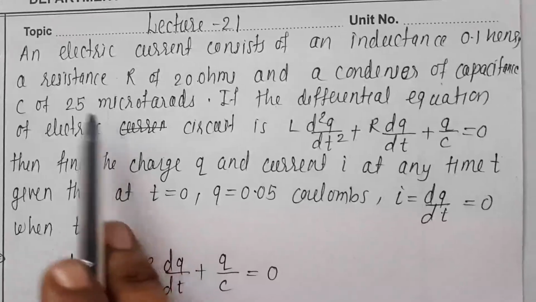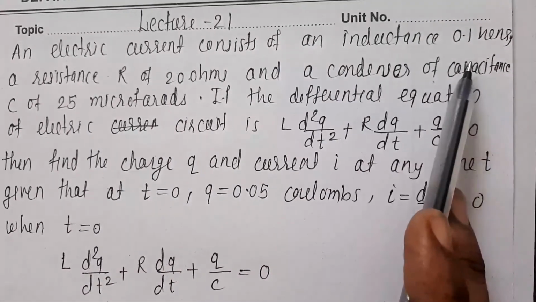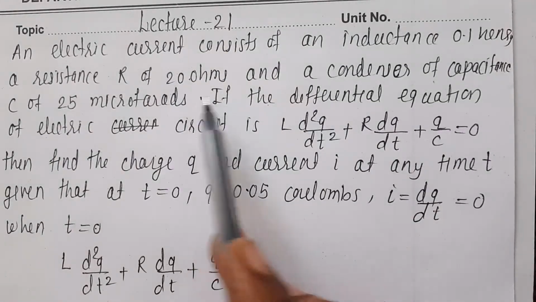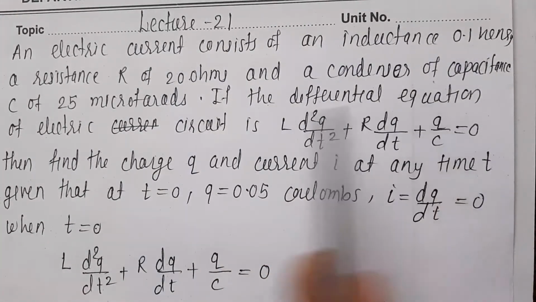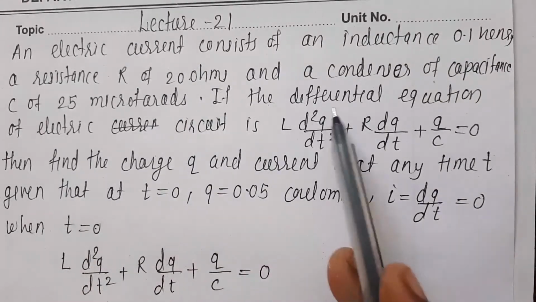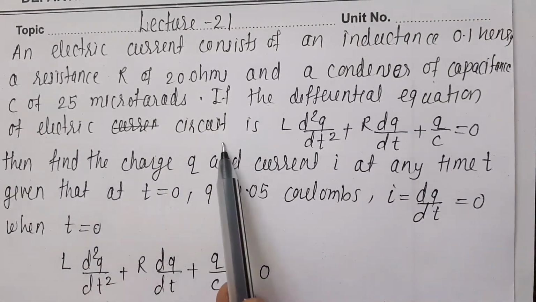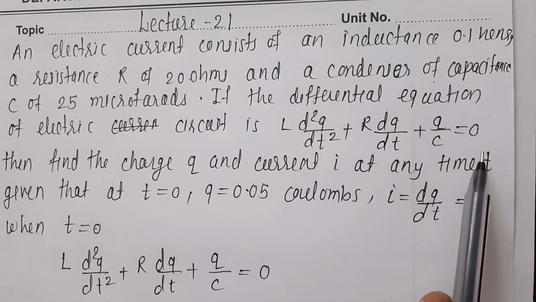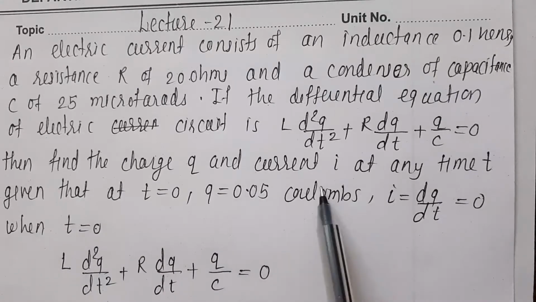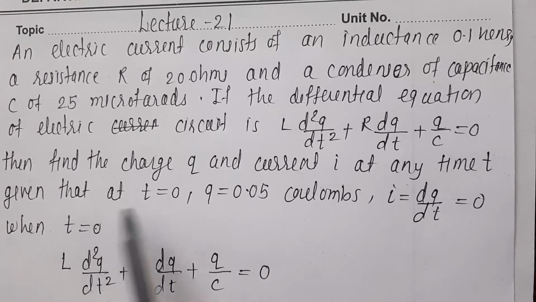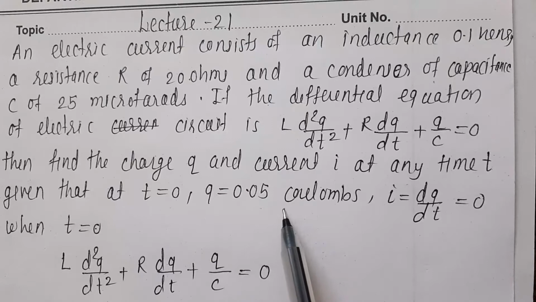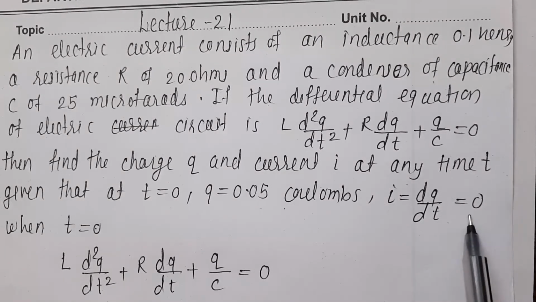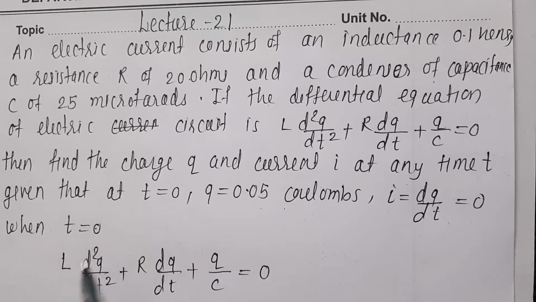Hello all, welcome to the applications of higher order differential equation. Next example is an electric circuit consisting of an inductance of 0.1 Henry, a resistance R of 20 ohm and a condenser of capacitance C of 25 microfarad. If the differential equation of the electric circuit is L d2q by dt square plus R dq by dt plus q by C is equal to 0, then find the charge q and the current I at any time t. Given that at t is equal to 0, q is equal to 0.05 coulomb, and I is equal to dq by dt is equal to 0.